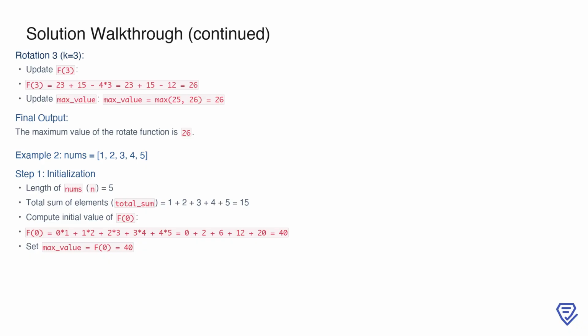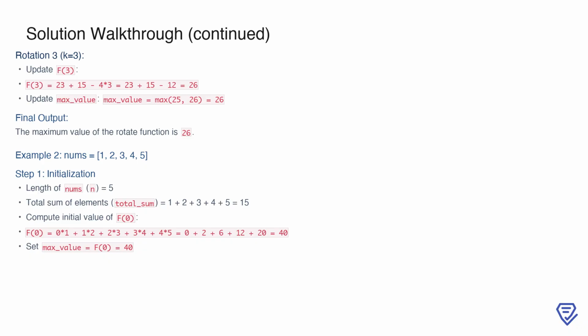Shifting to a new example where the input array is 1, 2, 3, 4, 5, we begin again with initialization. The length of the array, n, is 5, and the total sum of the elements is 1 plus 2 plus 3 plus 4 plus 5, which equals 15. The initial value of f0 is calculated as 0 times 1, plus 1 times 2, plus 2 times 3, plus 3 times 4, plus 4 times 5. This results in 40.